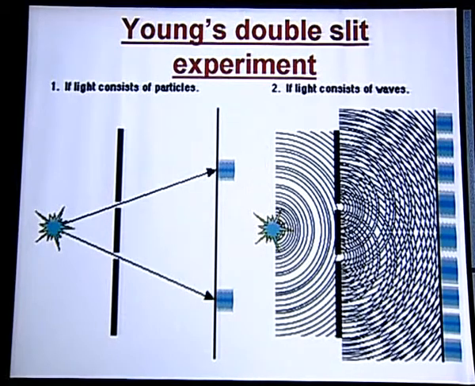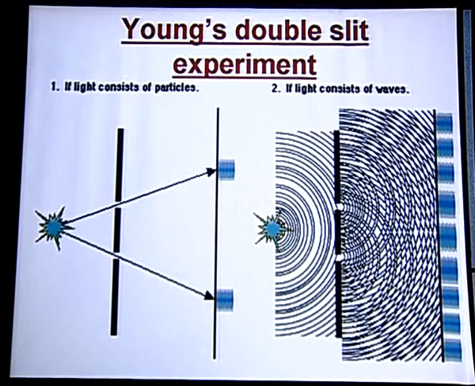Similarly, sometimes in this experiment, when Young performed it, he also got one new thing, called destructive interference. Where the destructive interference is formed is very important. Destructive interference means the crest of one wave and the trough of another wave overlap. When they overlap, we get an interference, and that interference is known as destructive interference.